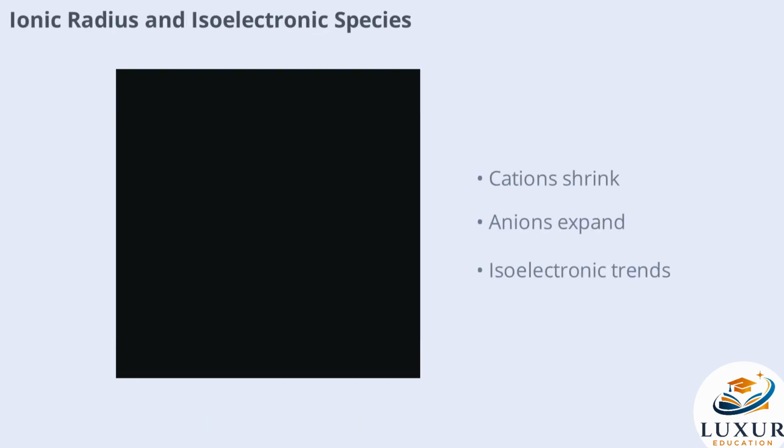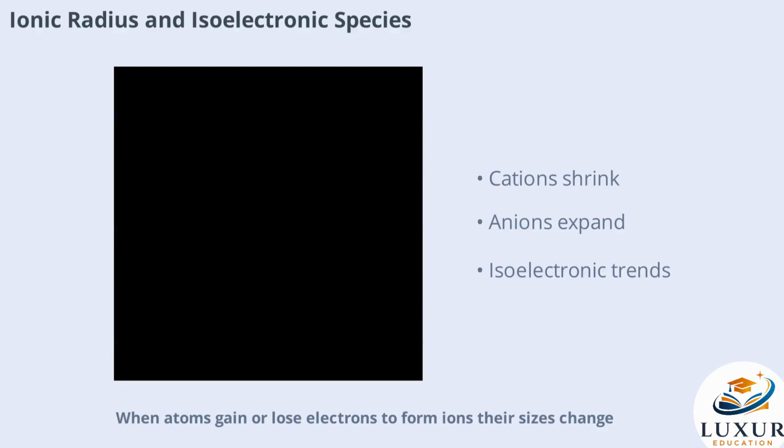When atoms gain or lose electrons to form ions, their sizes change. Cations, positive ions, are smaller than their parent atoms, while anions, negative ions, are larger. Isoelectronic species, ions or atoms with the same number of electrons, can be compared by their nuclear charge. The higher the charge, the smaller the radius. These concepts are crucial for understanding ionic compounds and their properties.